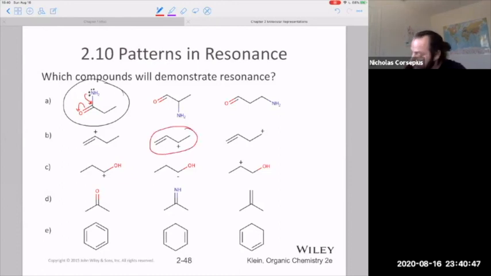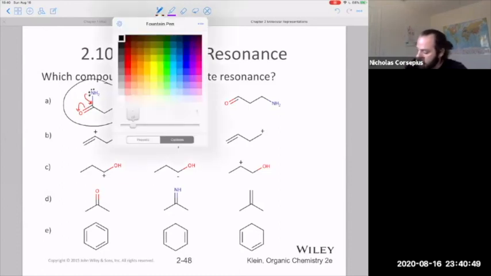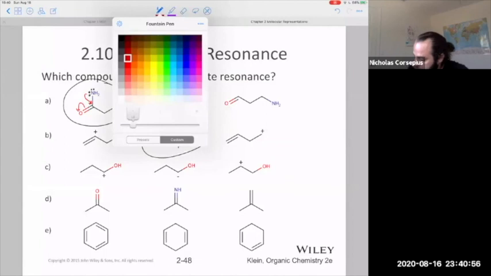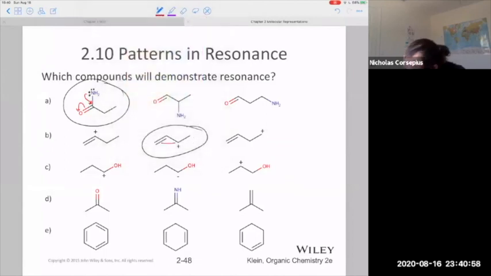Likewise, allylic positive charges was another example. So in this case, it's this middle one. And the resonance that's available here is this pair of electrons moving that double bond over there.